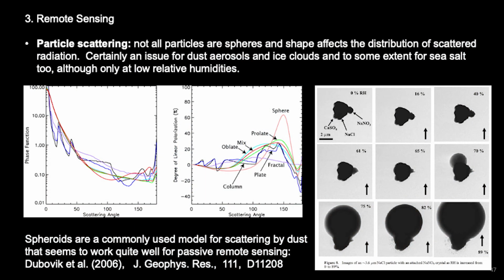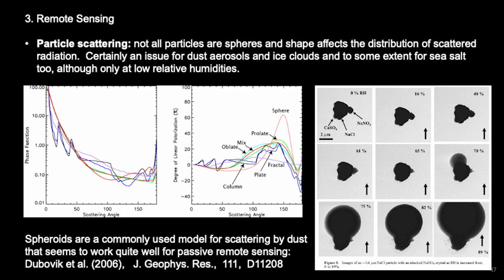And then the horrible particles that are not spherical. Spheroids are a commonly used model for scattering by dust, and they seem to work pretty well for passive remote sensing. This is just showing, the only color that's wrong is in between the different labels. This is a sphere, this red one, and over here it's orange. But this is showing how all these different scattering phase functions for all these different shapes are different. So if you're doing remote sensing, you need to be able to diagnose between the different shapes you have, or at least have a model that allows you to deal with something like dust.